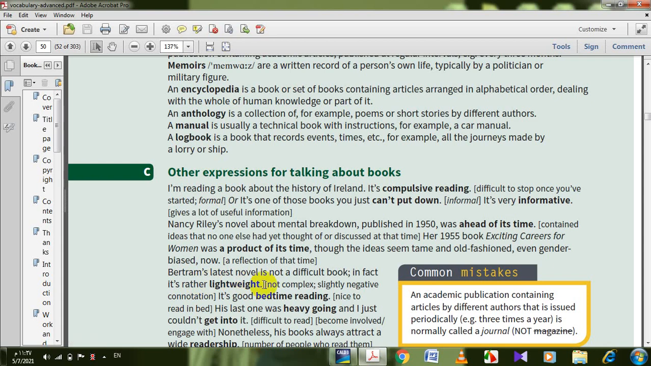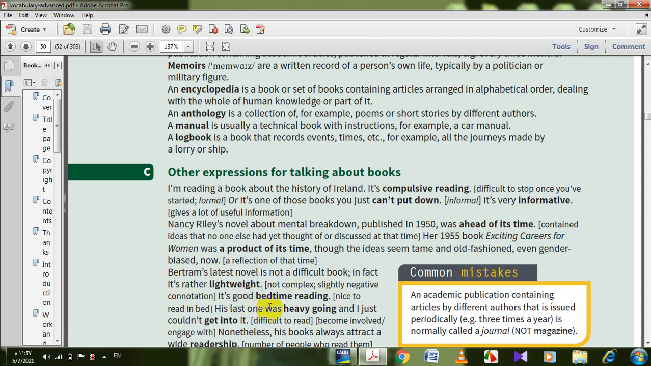Bertram's latest novel is not a difficult book. In fact, it's rather lightweight, not complex, slightly negative, of course. It's a slightly negative connotation. Lightweight. يعني من ذات الوزن خفيف. Not serious, for example. Not very serious or impressive, you can say. Lightweight. And the opposite is heavyweight, okay?